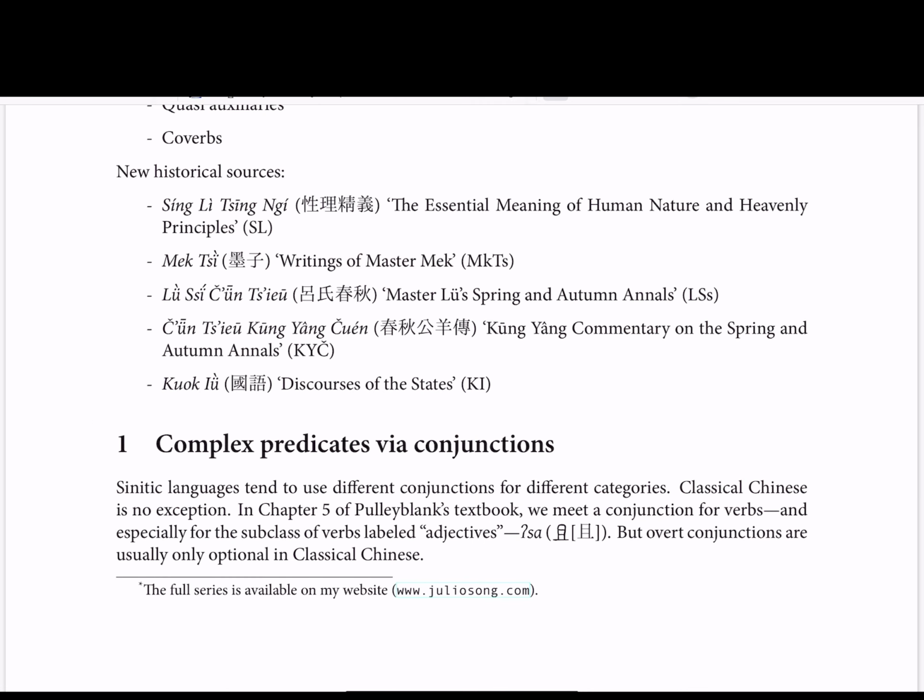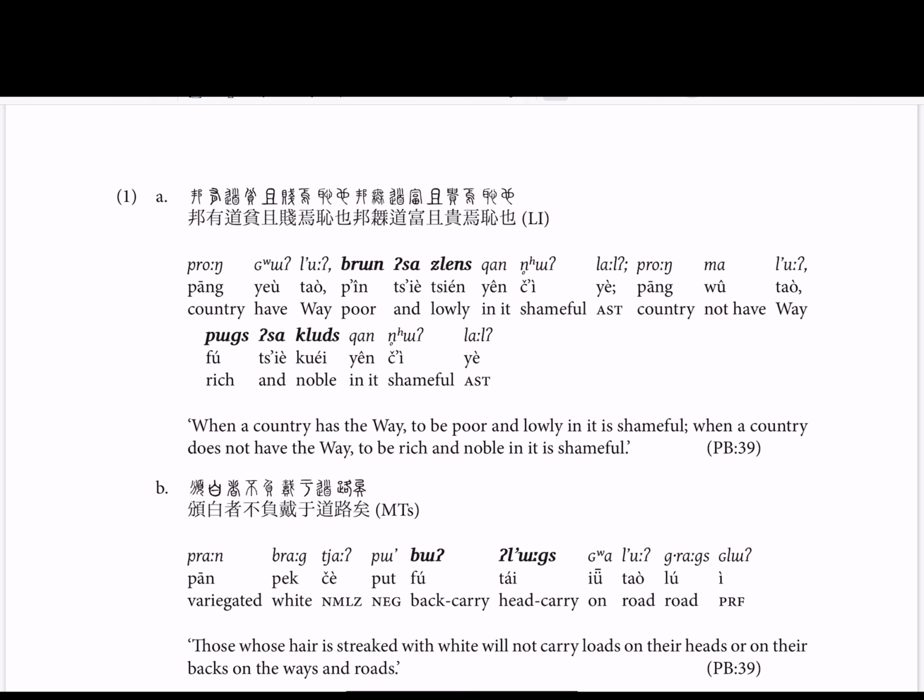Let's start by learning how to form complex predicates via conjunctions. Sinitic languages tend to use different conjunctions for different categories, and classical Chinese is no exception. In this chapter, we meet a conjunction for verbs, especially for the subclass of verbs labeled adjectives. This conjunction is pronounced sa, but in general, overt conjunctions are only optional in classical Chinese. Let's take a look at the example in 1a.